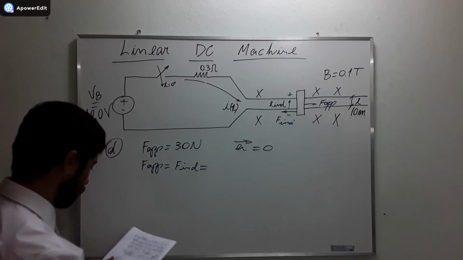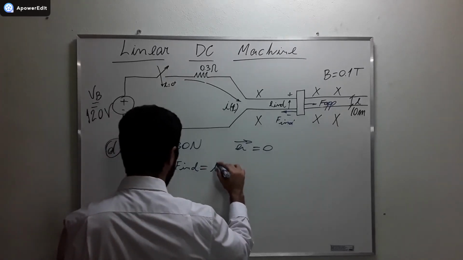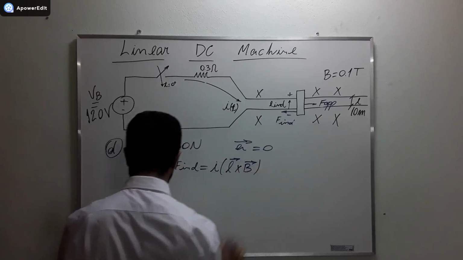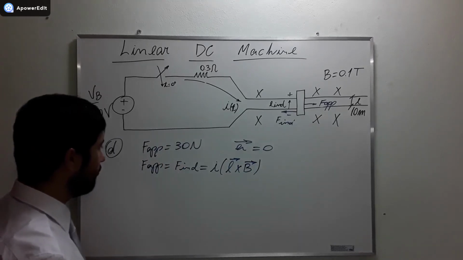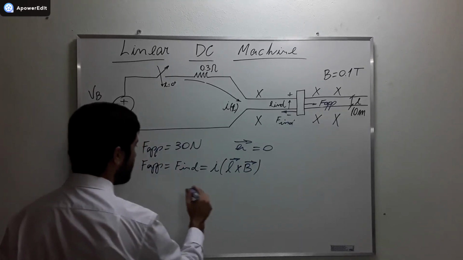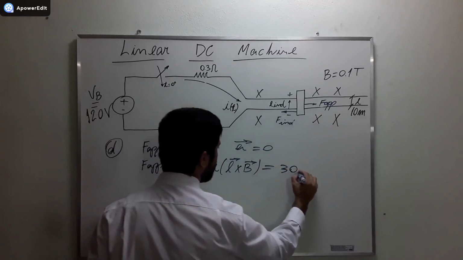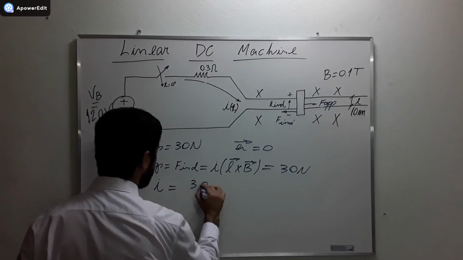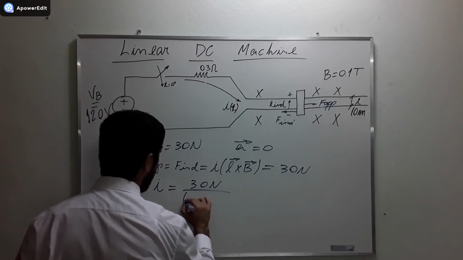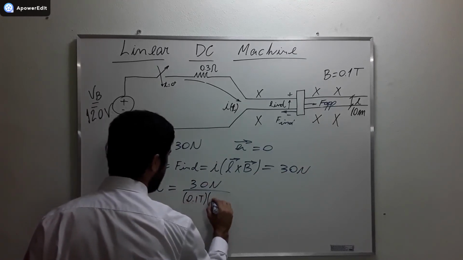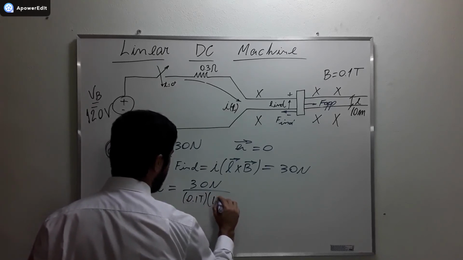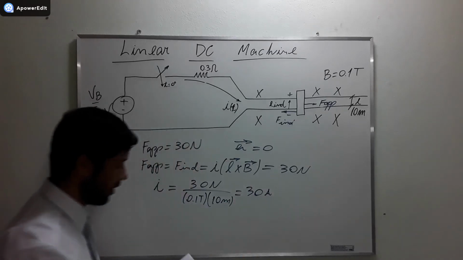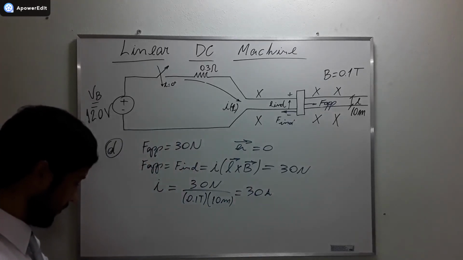And when the steady state happens, we're going to use this expression here, L vector B. Okay? We find that the force is equal to 30 newtons. We find that the current for the steady state is going to be equal to 30 newtons divided by 0.1 Tesla and 10 meters, and this is 30 amperes. The current is 30 amperes.